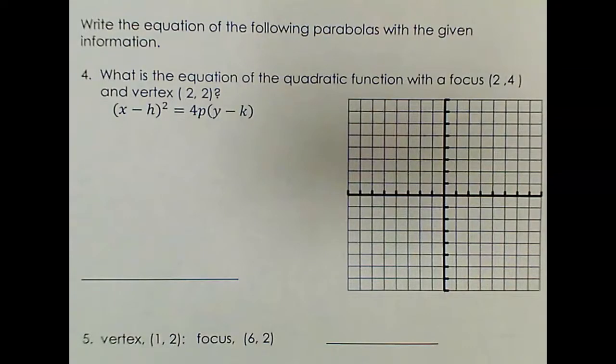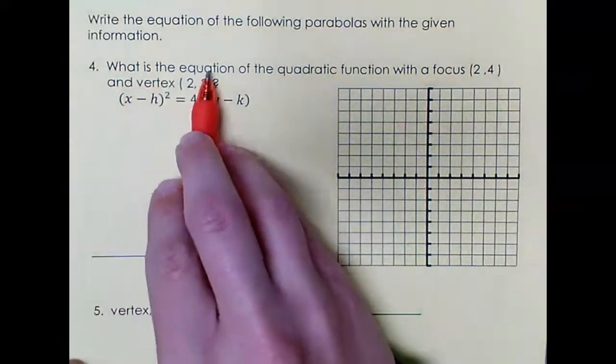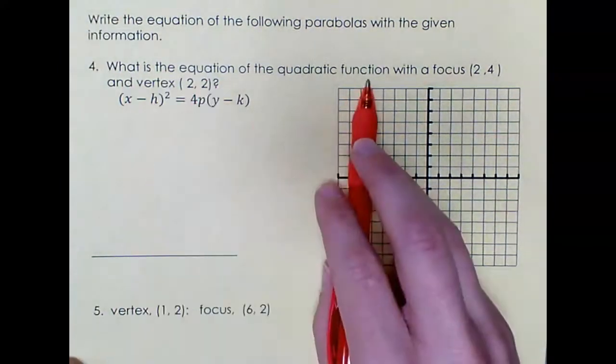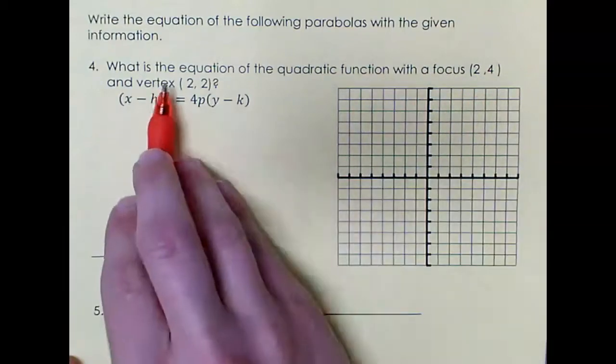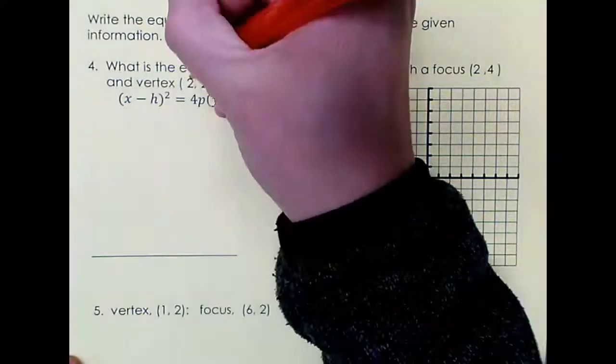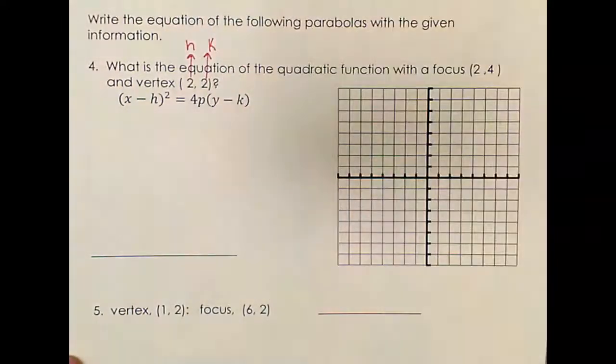Okay, so our last page of notes today asks you to write the equation of the following parabolas with the given information. So in example 4, it says, what is the equation of the quadratic function with a focus at (2, 4) and a vertex at (2, 2)? So my vertex, (2, 2), has my h and k.